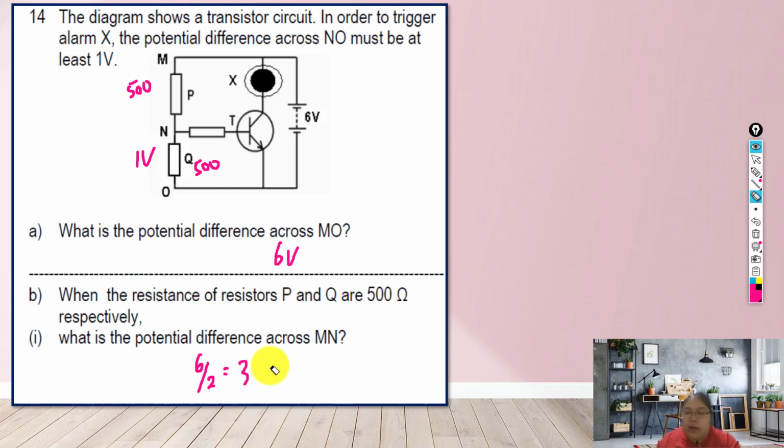Every resistance is the same, so that means that we get the same potential difference. So from here, there's a 3 volt for every resistance. Now we go to the next one.